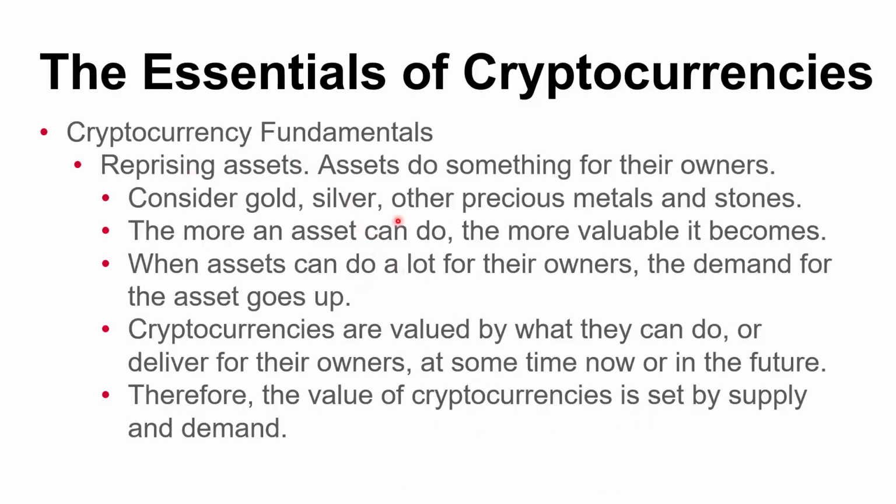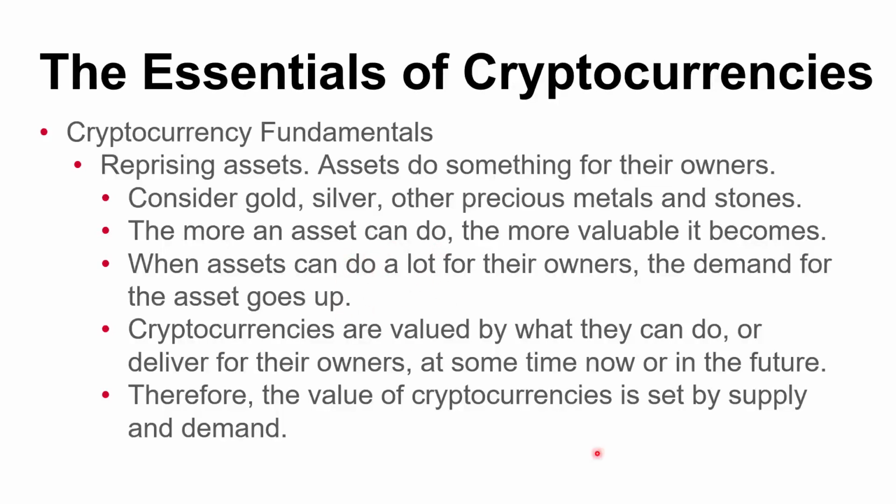Reprising assets. Assets, again, do something for their owners. Consider silver, gold, or other precious metals. They can do something, and the more they can do, the more valuable the asset becomes. Even a simple table in your garage can do something for you in the future, so it has some value connected with it. When an asset can do a lot for its owners, the demand for that asset obviously increases, which increases the price. Cryptocurrencies are valued by what they can deliver for us in the future.